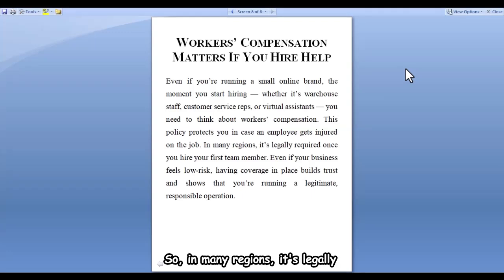So in many regions, it's legally required once you hire your first team member, even if your business feels low risk. Having coverage in place builds trust and shows that you are running a legitimate, responsible business.